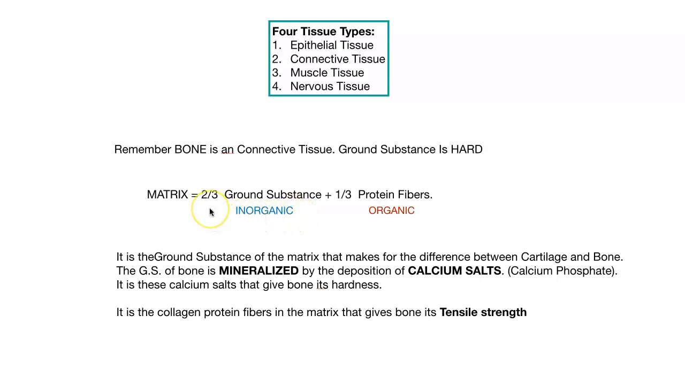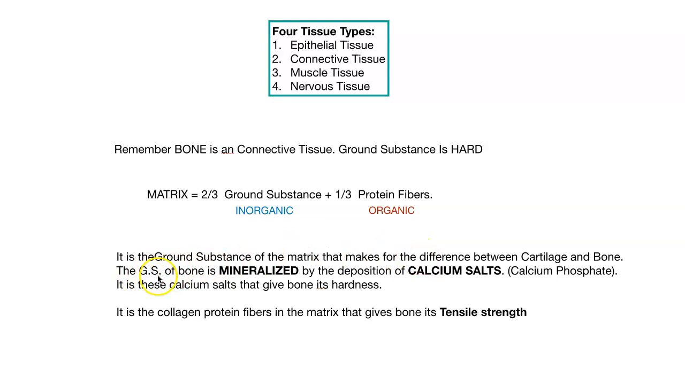So let's look at this matrix in bone. The ground substance of the matrix, that is the big difference between cartilage and bone. And when we talk about how bone is formed, for the most part, bone is using cartilage, and it's going to be hyaline cartilage, and it's going to convert it into bone. So that will be on the next video.